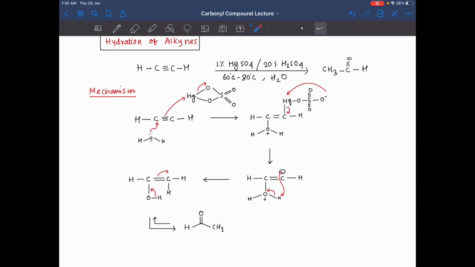Then the negative charge on the oxygen again attacks the mercury and reproduces this cyclic structure, and this mercury-carbon bond breaks. There will be generation of a negative charge, and in the next step protonation and deprotonation will occur. In this case deprotonation happens, so this proton will be abstracted by this negative charge. So this is the enol form, and after that we will see the keto-enol tautomerism. That will produce this aldehyde.